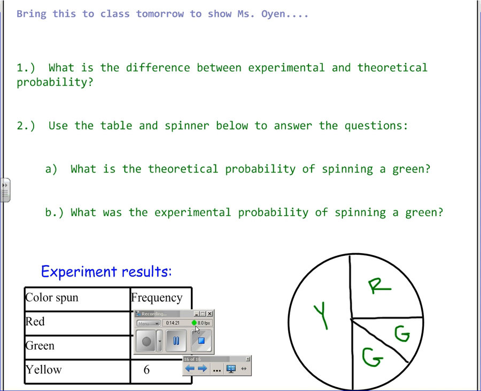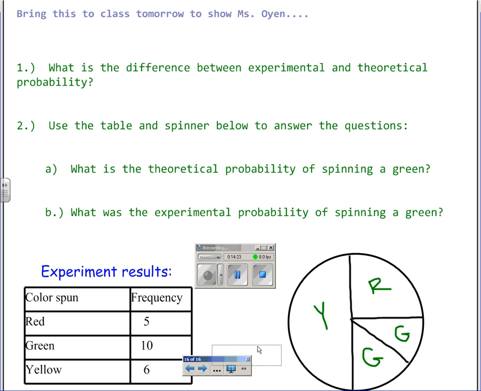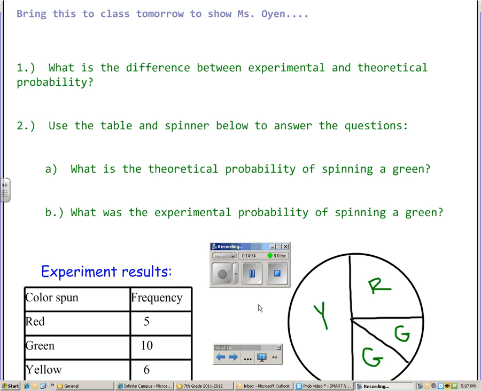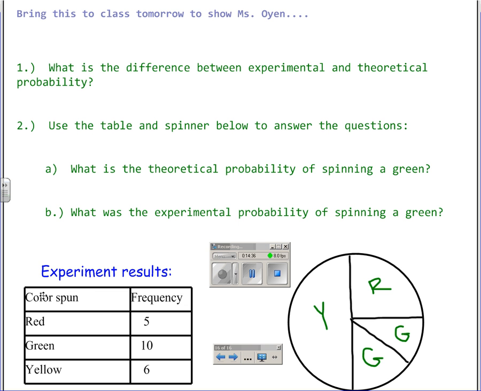All right, the last thing that you need to do, you need to pause this video right now, and you need to answer these 2 questions. Please have them ready to show me tomorrow during class. If you have questions, just look back at the video and try them again. So have these 2 questions ready for class tomorrow in your notebook along with your notes filled out.